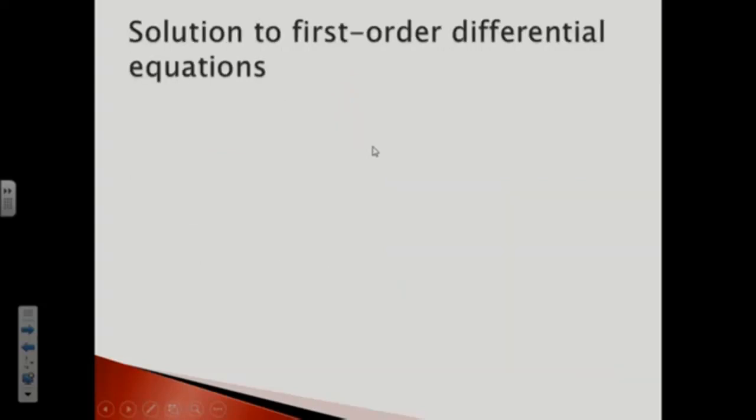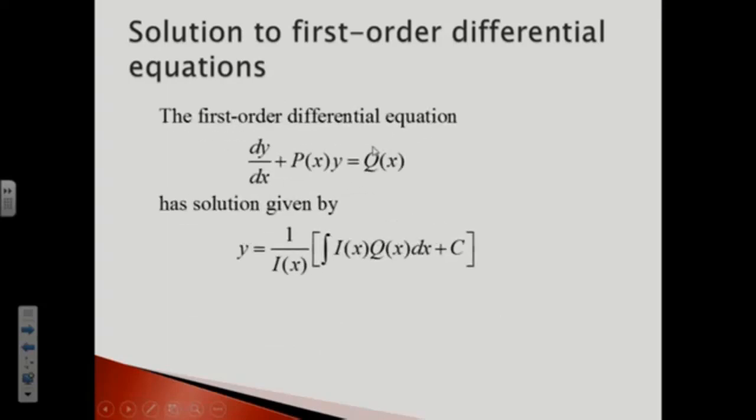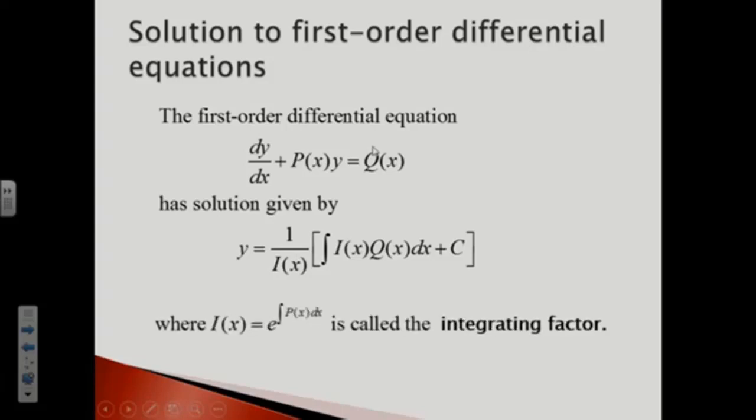The first order linear differential equation has a general solution given by y(x) = 1/I(x) multiplied by the integral of I(x) q(x) dx plus c, where I(x) equals e to the integral of p(x) dx. The exponent is any antiderivative of p(x) and c is an arbitrary constant. The function I(x) is called the integrating factor.